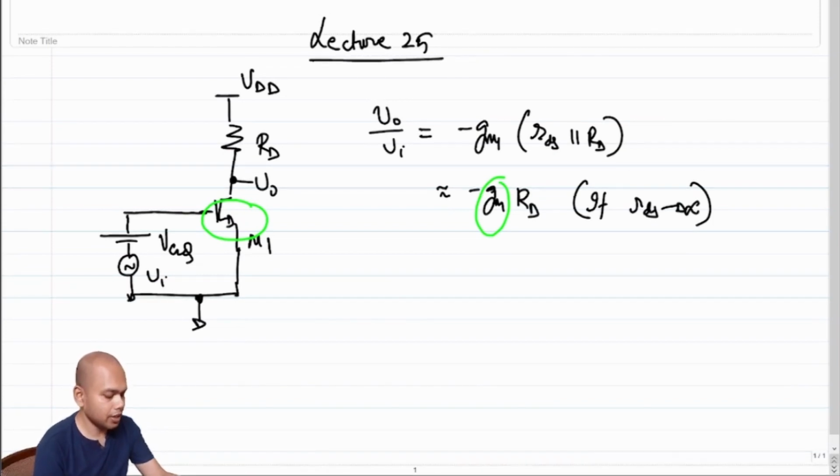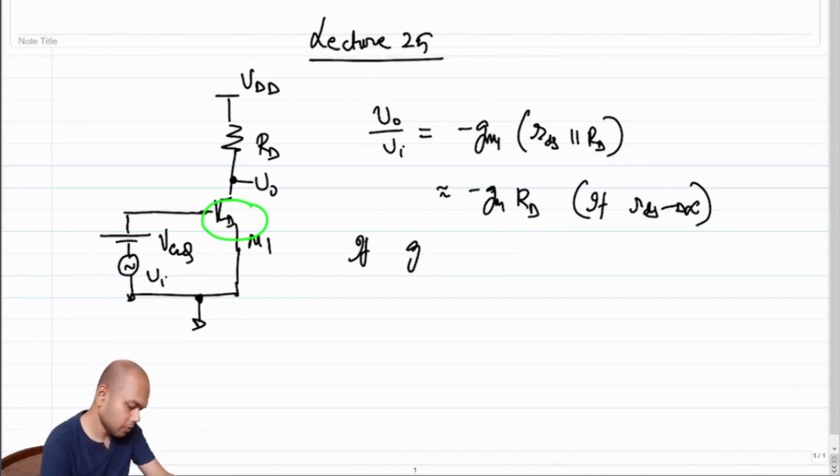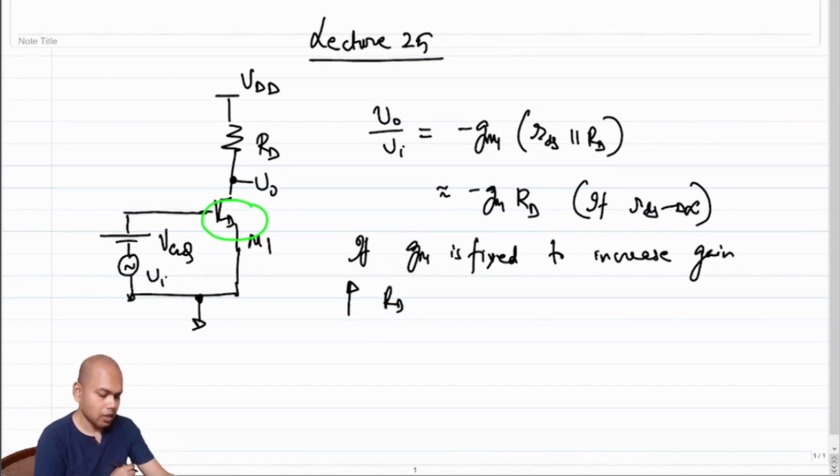So let's say I fix the value of GM. And if we have to increase the gain, what should we do? If GM1 is fixed, to increase gain, we need to increase RD. Fine, this is okay, this is all right, we can do that.